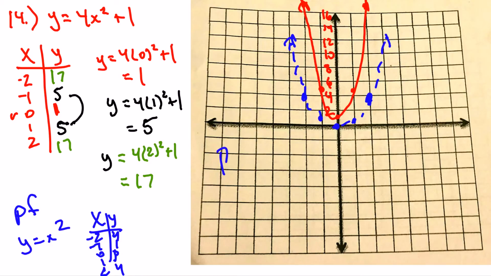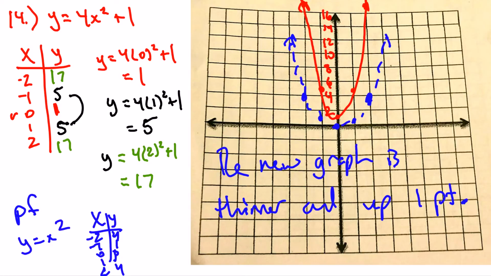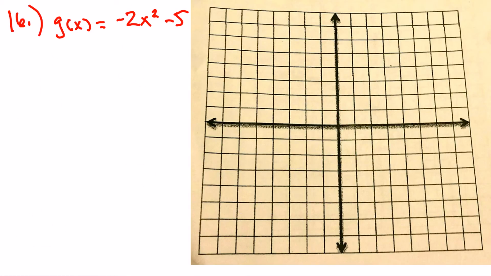So what I see is I say the new graph is thinner, and it's actually up 1 point. It actually moved up 1 point. Okay? And that's it. Alright, so 16 is g of x equals negative 2x squared minus 5.